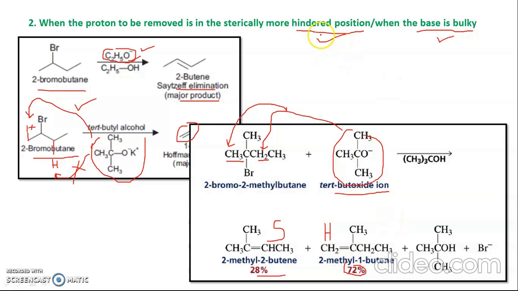Actually in this point, there are two conditions you can see, right? The poor leaving group, and the starting material being sterically very hindered, I mean the beta hydrogens are at very hindered positions. And the third point is the base is bulky. So if these conditions are present, then you can say that in E2 elimination, Hofmann will be predominating.